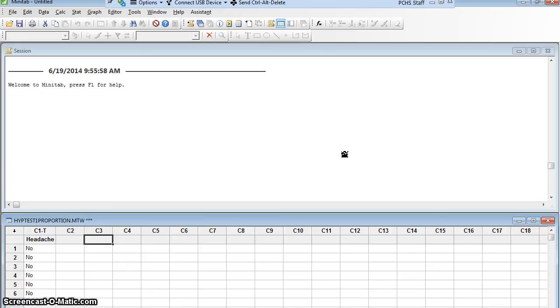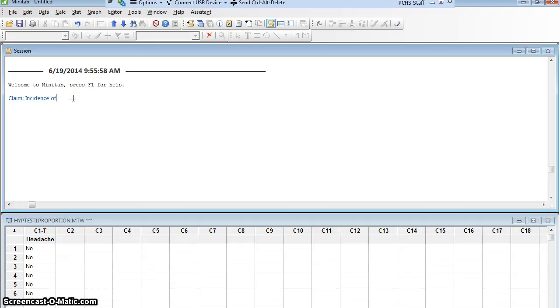I am now working in clinical trials. I am a doctor working on a clinical trial, and a drug company has already done a trial in which they've determined that for a new drug they've created, the incidence of headaches, they claim, is 13%. So here's the claim: the incidence of headaches among users of this drug is 13%.